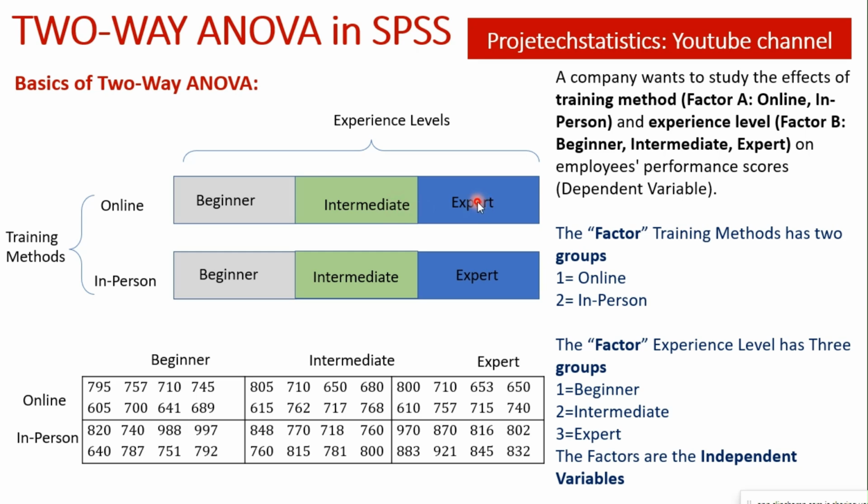So they want to know which of these categorical variables had a significant effect on the performance of their employees. So they deploy training method, the online and the in-person, which is two groups here. We have the online group and the in-person training. And each of these training methods, the participants were divided into three experience levels, which is the beginner, intermediate, and expert.